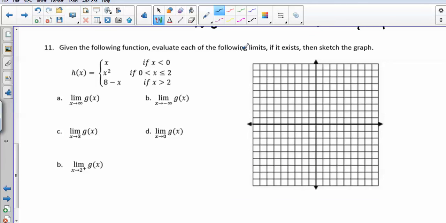Alright, in 11, it says evaluate each of the following limits if they exist, then sketch the graph. So the idea is that you can actually figure out these limits without sketching the graph. And let's check and see what's going on with those.